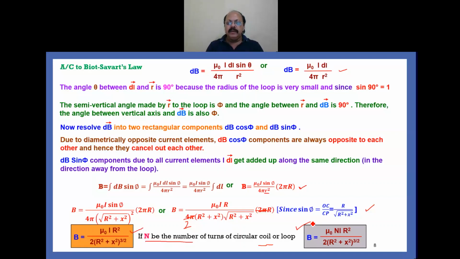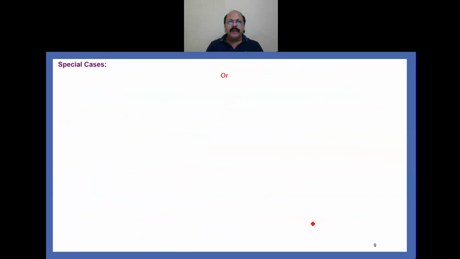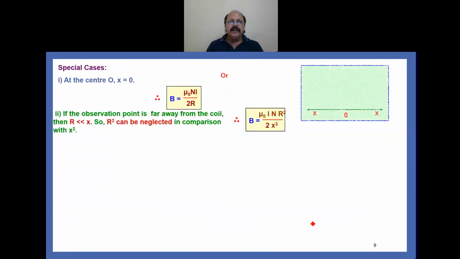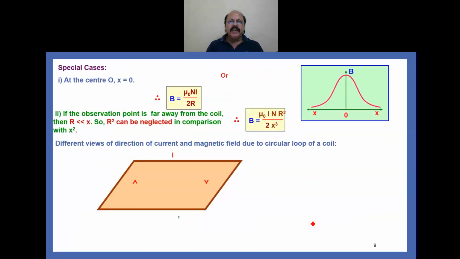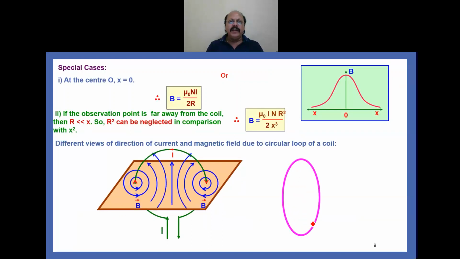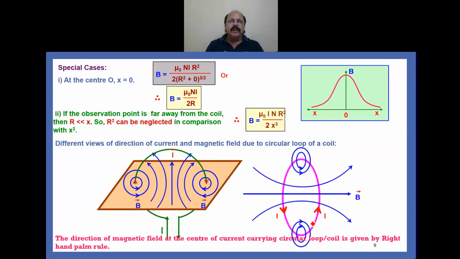Now we take some special cases. The first special case we take is when the point P is at the center O of the current carrying circular loop. So in that condition, x becomes 0. So you substitute that value of x equal to 0 in the formula that we have derived: B equal to mu naught N I R square upon 2 within bracket R square plus x square raised to the power 3 by 2. So in place of x you put 0.